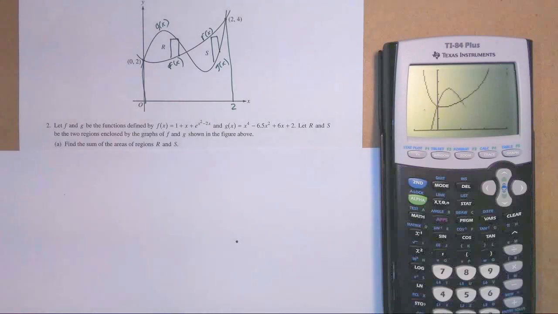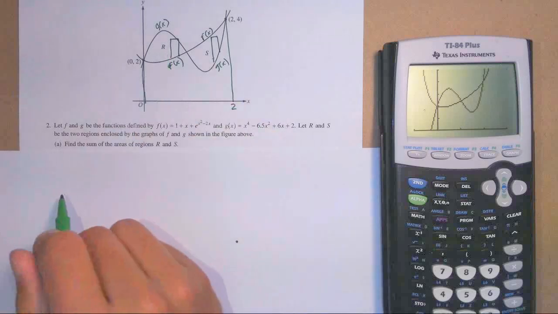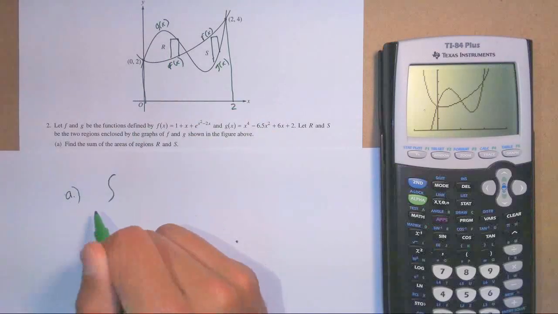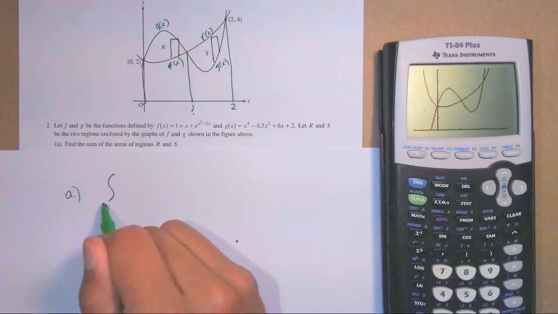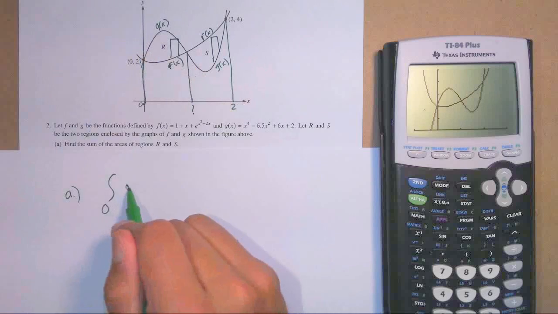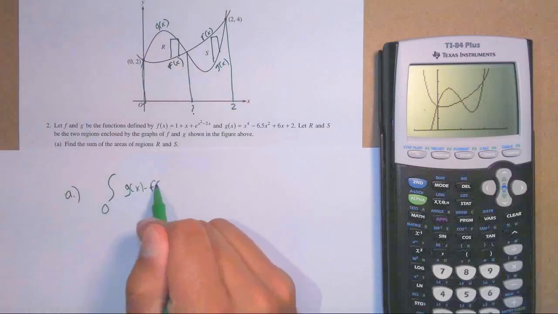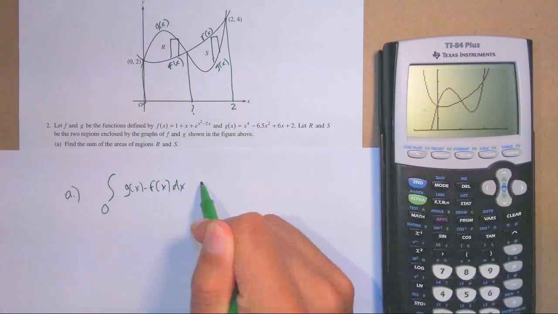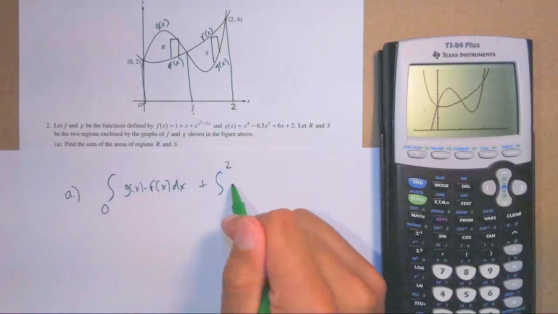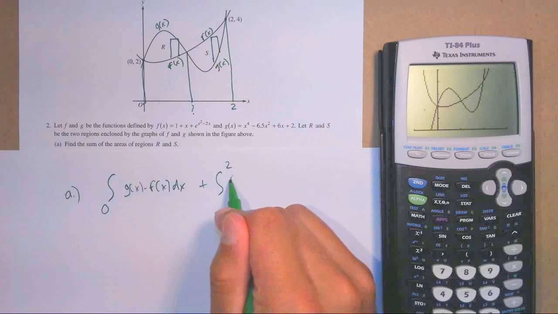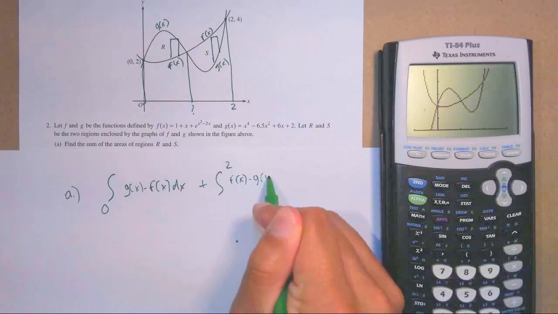Now the next thing you're going to notice is we have to find the areas of both of them. That's going to be two different integrals. From 0 to some number, which we're going to figure out, of top curve, which is g of x, minus bottom curve, which is f of x, with respect to x. Plus, from this value all the way to 2, which we don't know, we'll figure that out, but our top curve is f of x minus g of x dx.